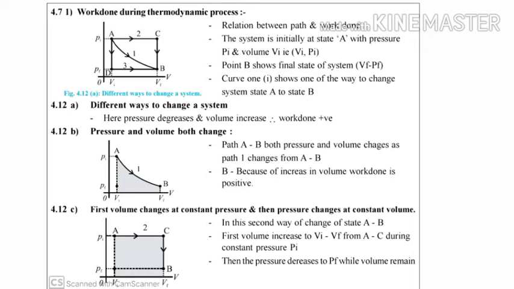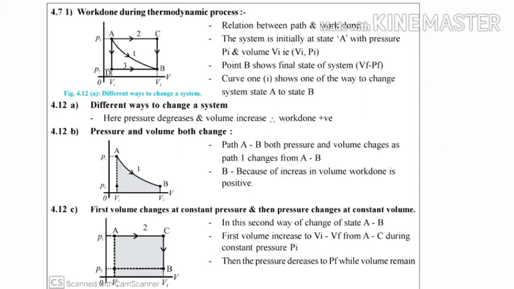So students, here we can see the relation between the path and the variables. The system is initially at state A with pressure Pi and volume Vi, so the coordinates will be Vi, Pi, and point B shows the final state of the system, Vf and Pf, the final volume and the final pressure. Those will be the coordinates of point B. After that, curve 1 shows one of the ways to change the system from state A to state B.